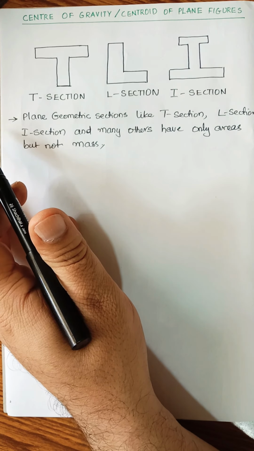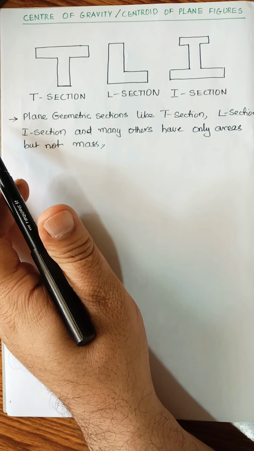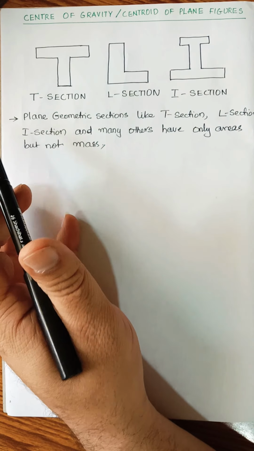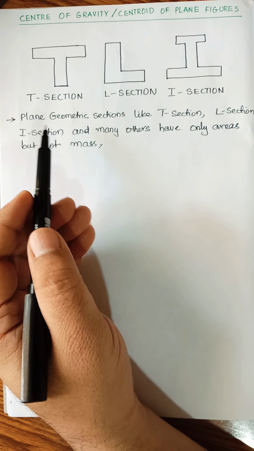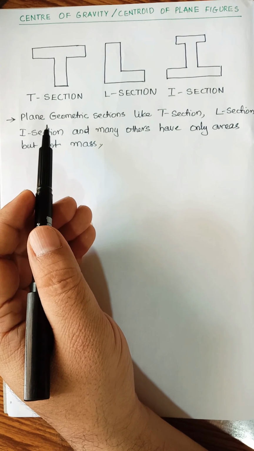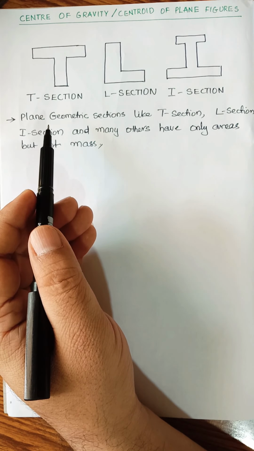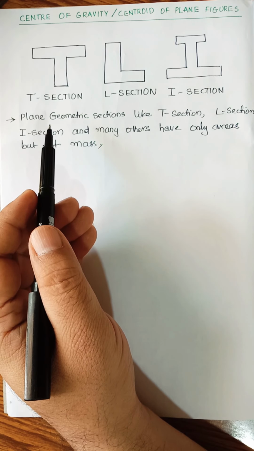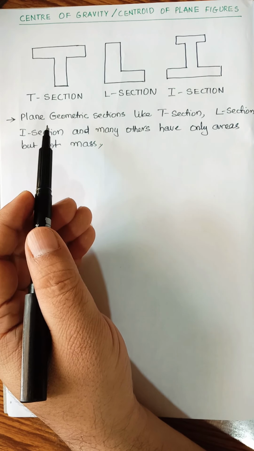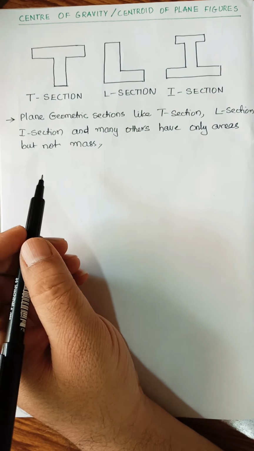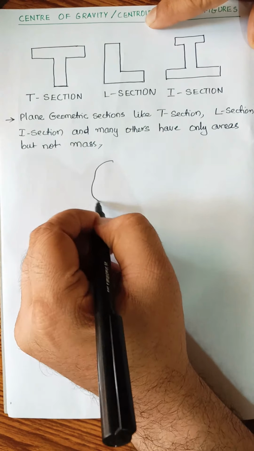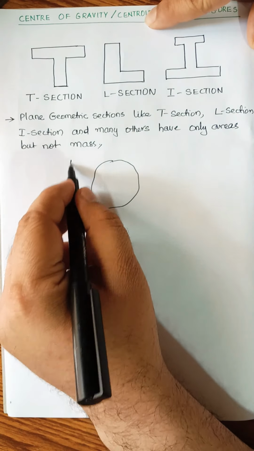The center of gravity of such figures is found out in the same way as that of solid bodies. The center of the area of such figures is also known as centroid, and it coincides with the center of gravity of the figure. It is a common practice to use center of gravity for centroid and vice versa for plane geometric sections.